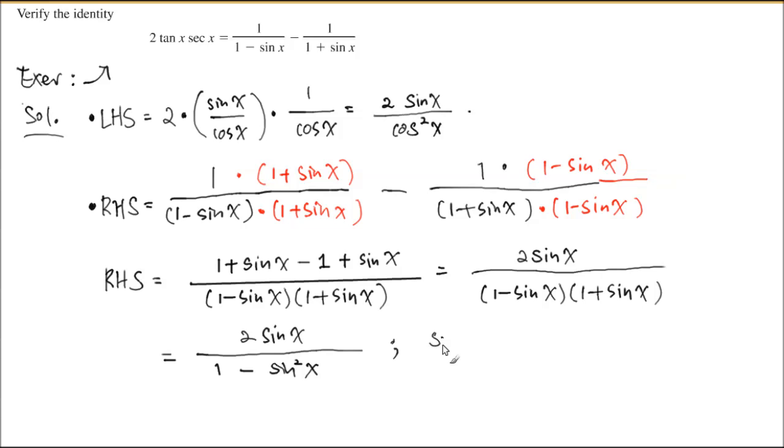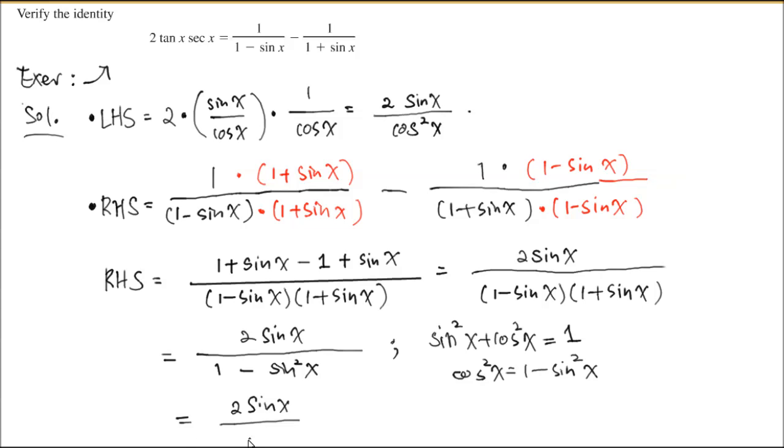The goal is that you're turning this one into cosine squared x. And of course that comes from the Pythagorean identity. Here's 1 minus sine squared. So you can see cosine x squared is 1 minus sine squared. That's how you explain why that becomes cosine squared. It's 2 sine x divided by cosine squared x.